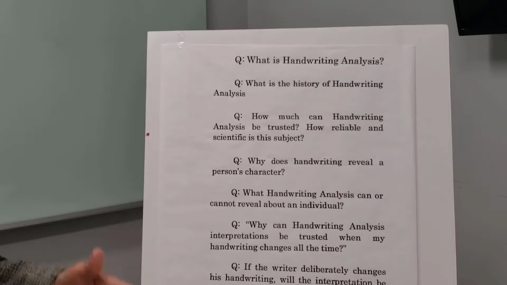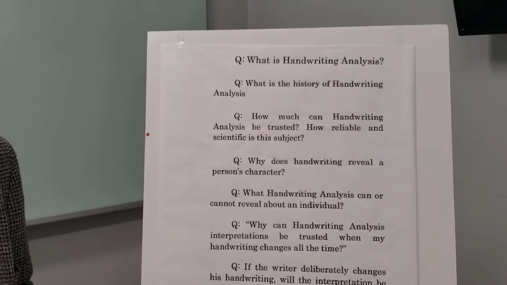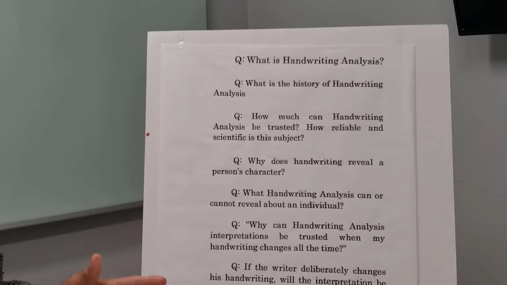Let's start with question number 1. What is handwriting analysis, or what is the definition of handwriting analysis? I'm going to give you a very simple definition. When we analyze handwriting, we examine the peculiarities of the handwriting. As a result, we discover the inner personality of the writer. That's it. As simple as that.